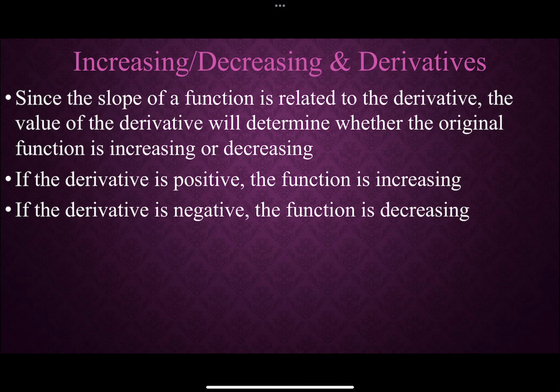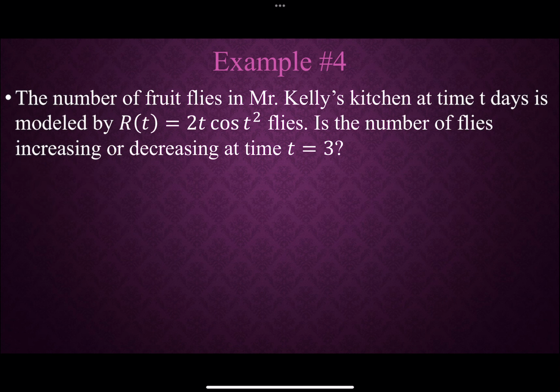So if we take a look at this scenario right here, the number of fruit flies in Mr. Kelly's kitchen at time t days is modeled by r of t equals 2t cosine t squared flies. Is the number of flies increasing or decreasing at time t equals 3? So we're looking for whether something is increasing or decreasing. We're looking for the slope, which means a derivative.